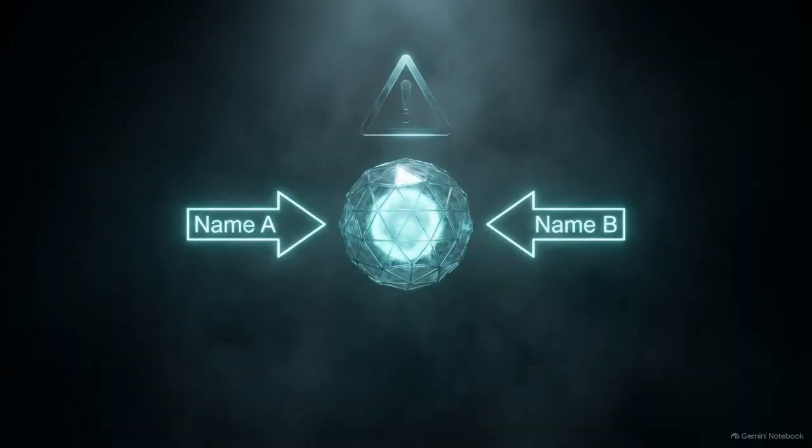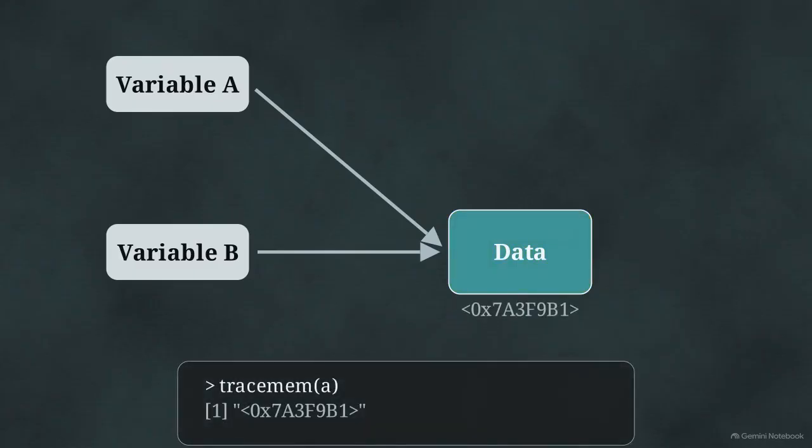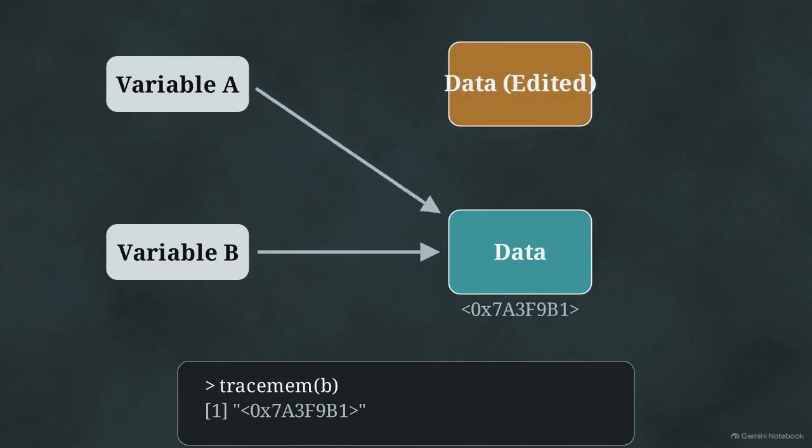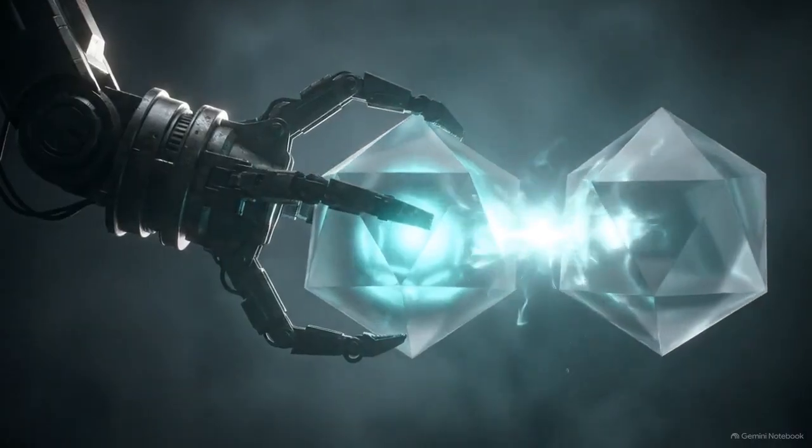This model introduces a specific risk. If multiple names point to the same object in memory, changing data through one name might unintentionally alter it for the other. We observe this with the trace_mem function. Run on a shared vector, it displays a hexadecimal tag, the exact memory address. If we modify one shared variable, the conflict is avoided. The console shows R assigns a new secondary address to the variable we're editing. This is copy on modify.